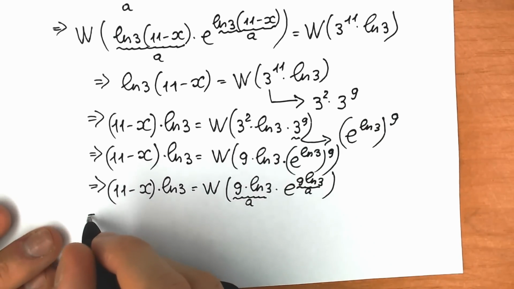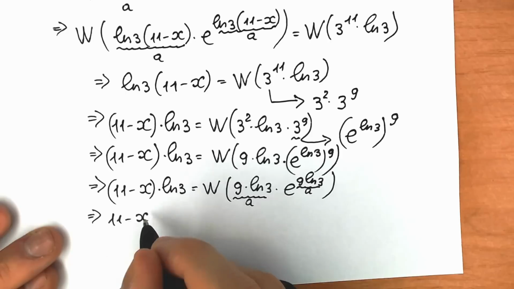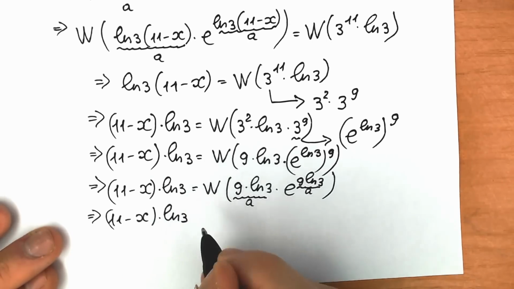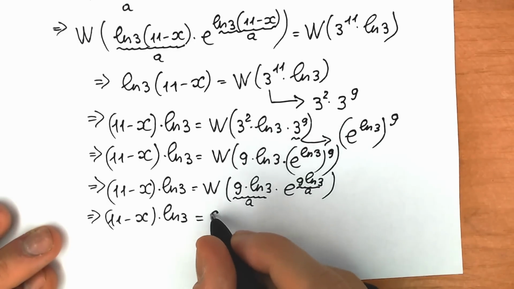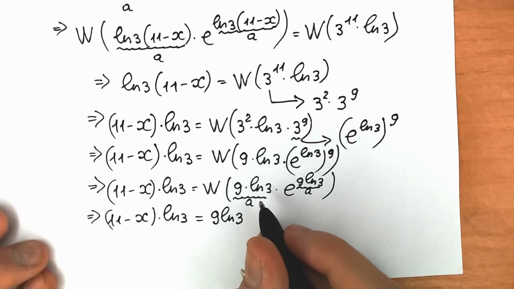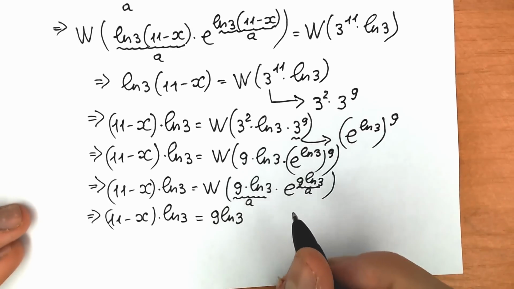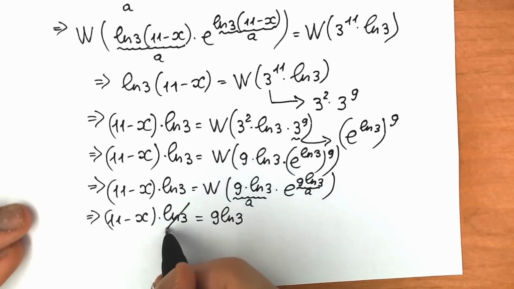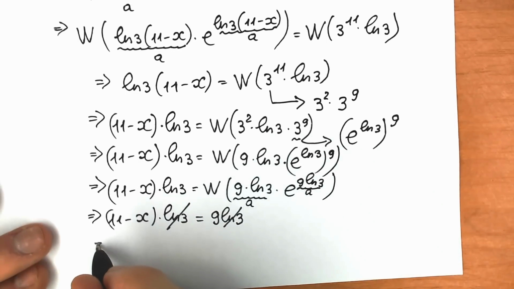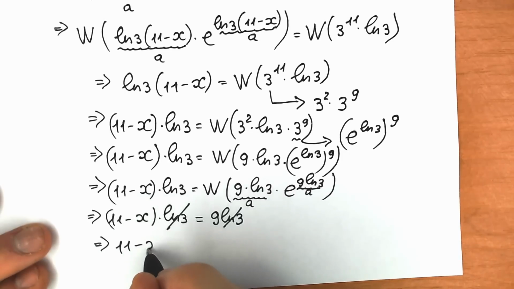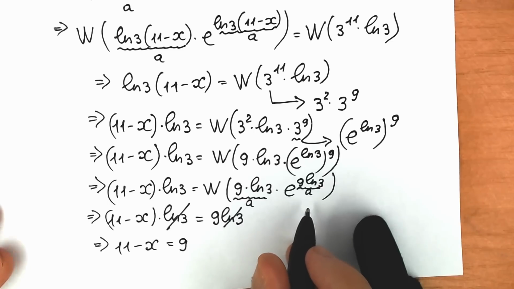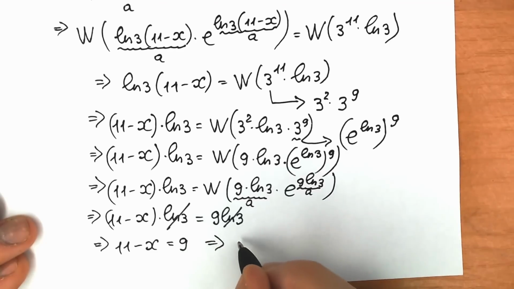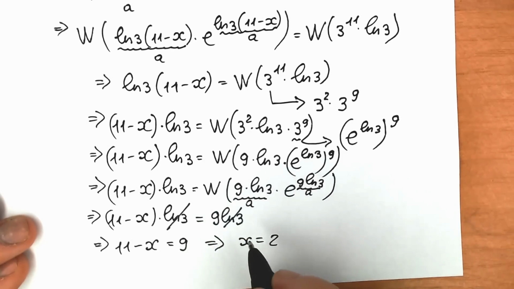So let's do this. We have (11 - x) times natural log 3 equal to, right here we don't have Lambert W function right now because we have only 9 times natural log 3. And right now, like the greatest part of all equation, we can easily cancel this natural log 3. As a result, we have a basic school equation. So 11 - x equal to 9. And I really hope you know how to solve this equation, because from here x is equal to 2.